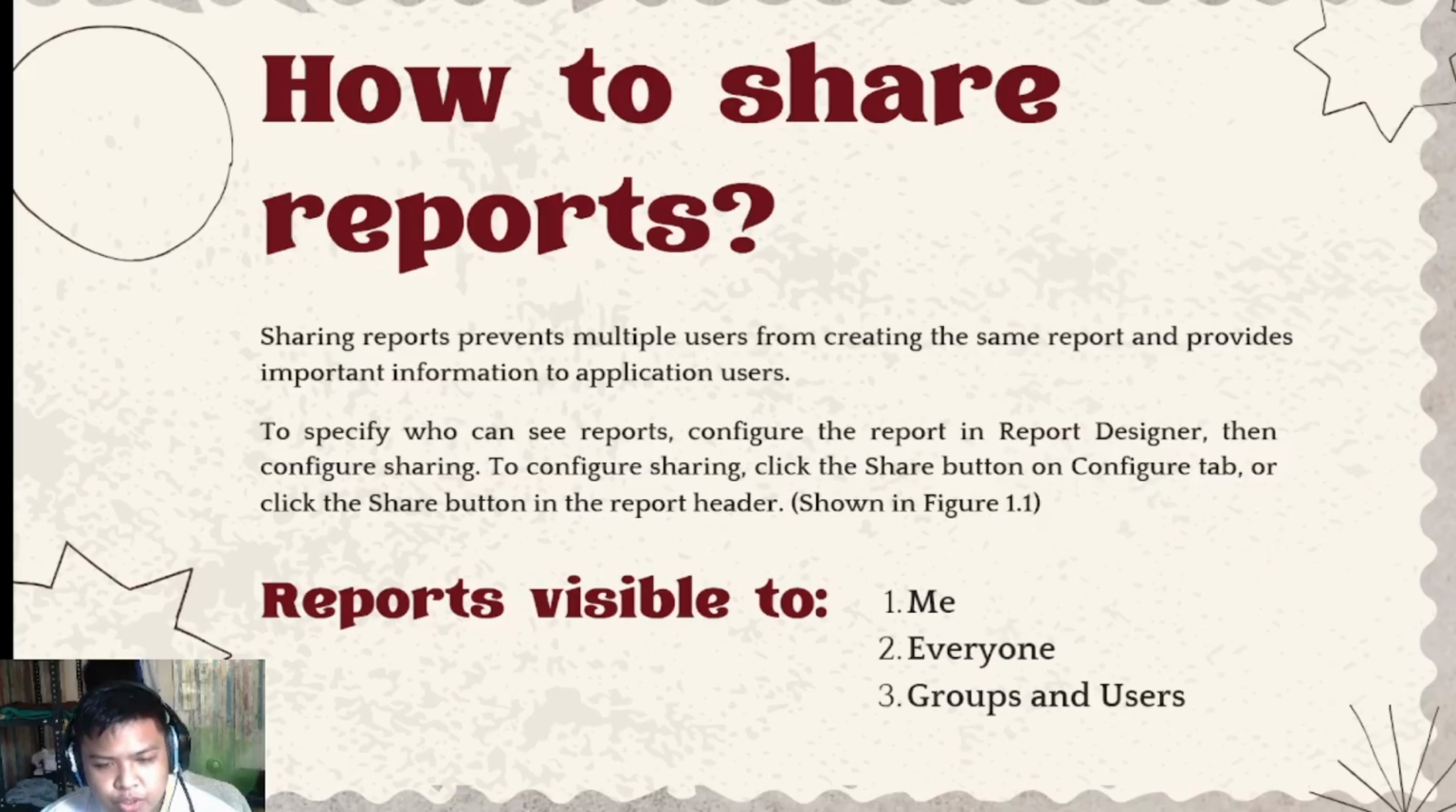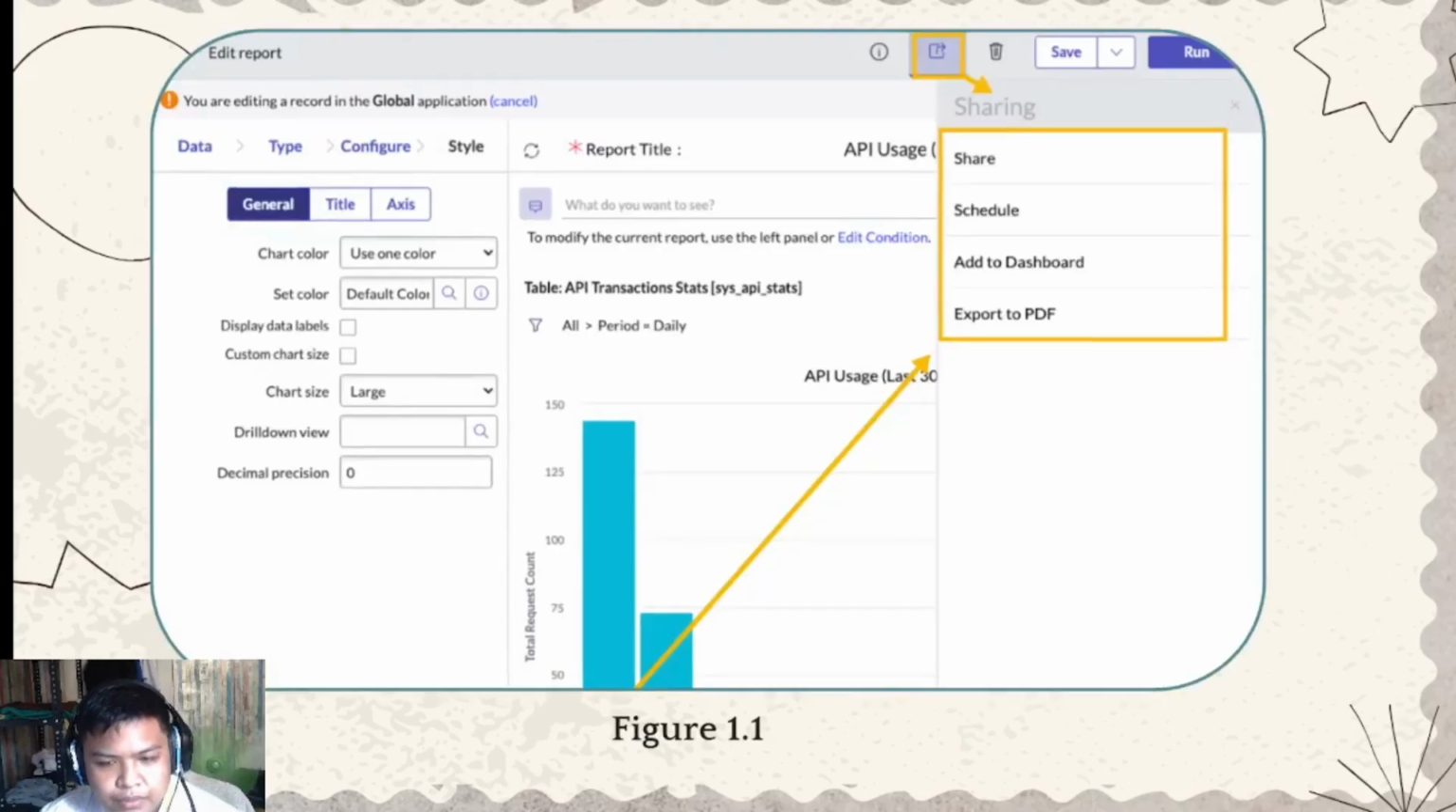Sharing reports prevents multiple users from creating the same report and provides important information to application users. Sharing reports allows you to control who can see your reports, and you can share reports with just yourself, with everyone, or with specific groups and users. To do this, open the report in Report Designer and click Share. If you want to share with everyone, users with the report admin role can also limit access by specific roles.